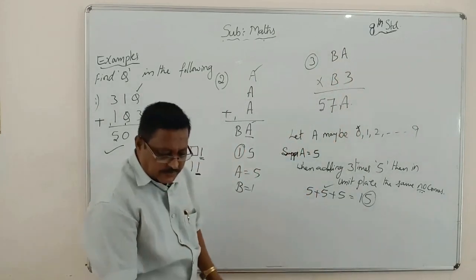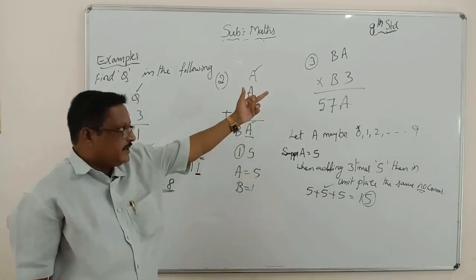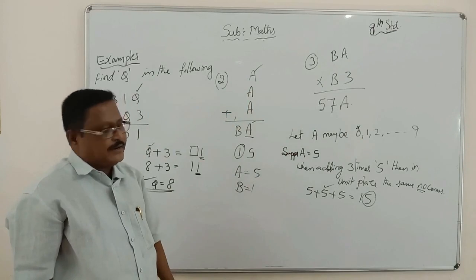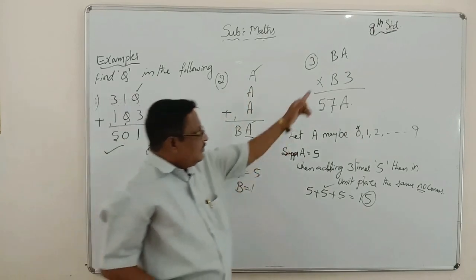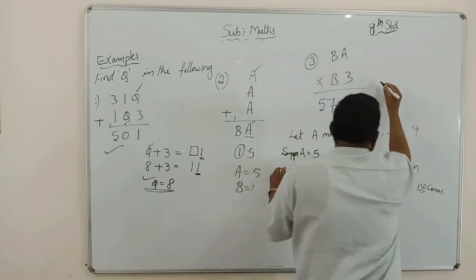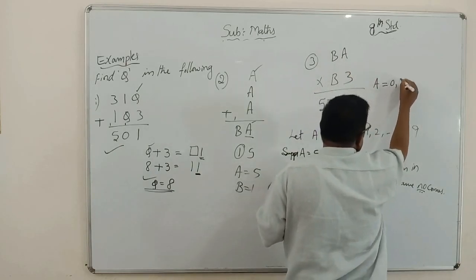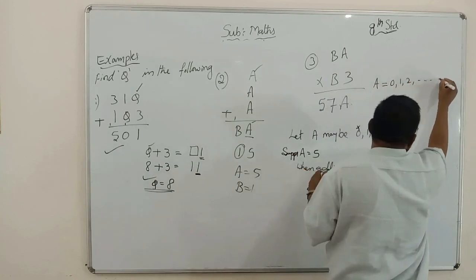See, BA into B3 is equal to, what is this? Here, the multiplication of these two is equal to 57A. Here, first you see, A into A is equal to, what is the A value? Suppose A is equal to 0, 1, 2, up to 9.